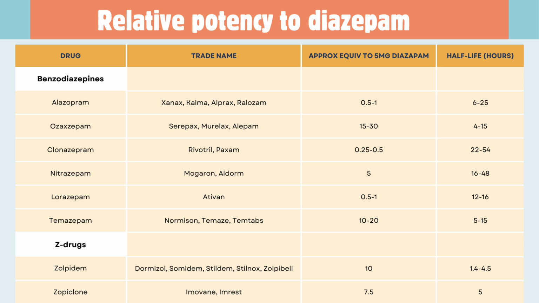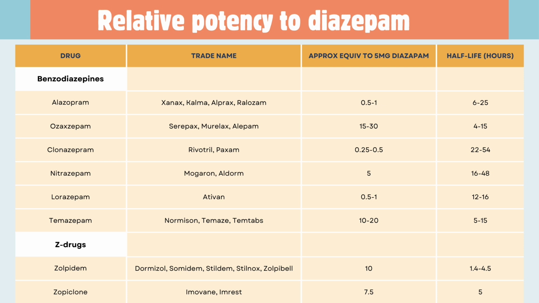So if we look at alprazolam, the equivalent to 5 milligrams of diazepam would be 0.5 to 1 milligrams. Therefore, that's got a relative potency of up to 10 times that of diazepam. The half-life of alprazolam is 6 to 25 hours, so it's a fairly short-acting benzodiazepine, and that would be used for conditions like insomnia or acute anxiety.